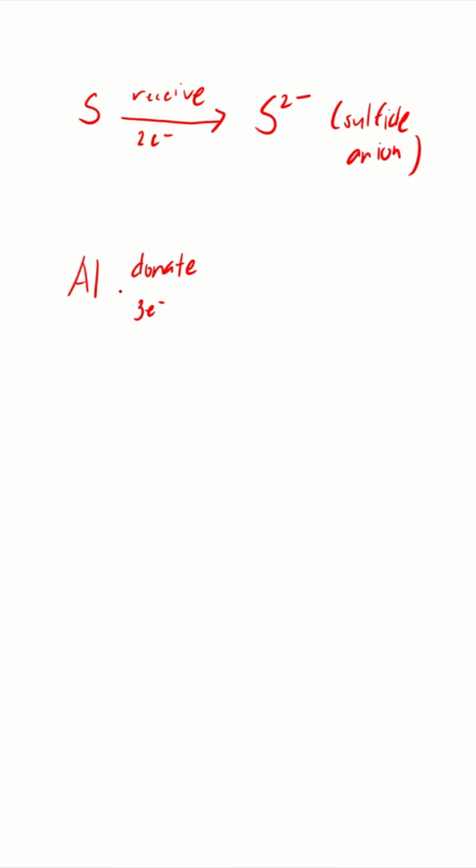Atoms can receive electrons, making them negatively charged, like how a sulfur atom becomes a sulfide anion with a charge of 2-. Meanwhile, atoms can release electrons, leaving behind the positive charges by protons, like how an aluminum atom becomes an aluminum cation with a charge of 3+.